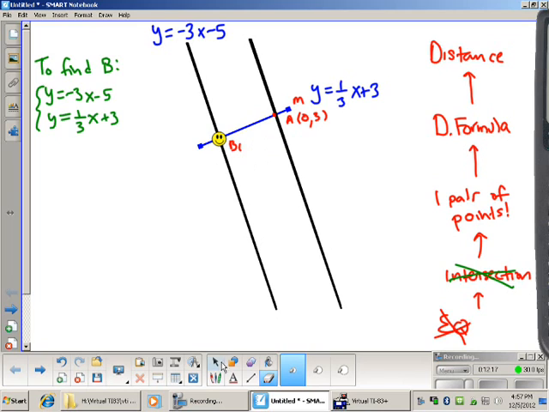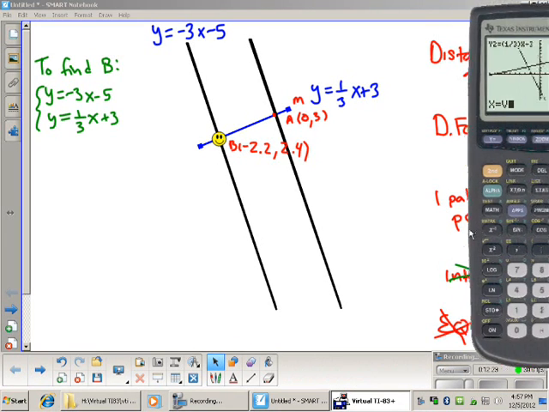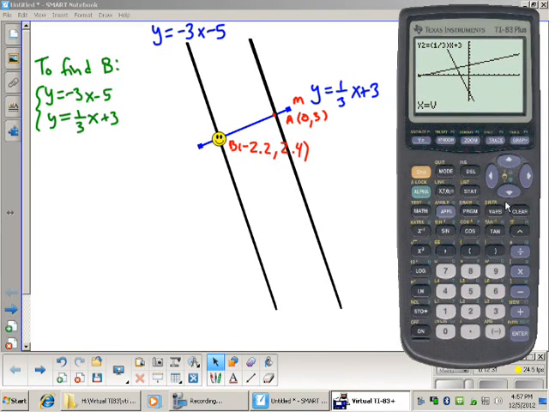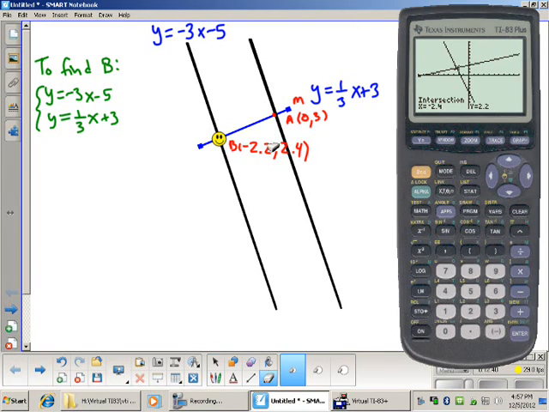So negative 2.2 and then positive 2.4, methinks. Let me double check. Oh, got them switched around. Again, how come nobody told me? Just kidding, you guys aren't here. So I erased them so they're less messy, and I made them more messy in the process. Ain't that grand? Okay, so anyway, we've now found our second pair of points.